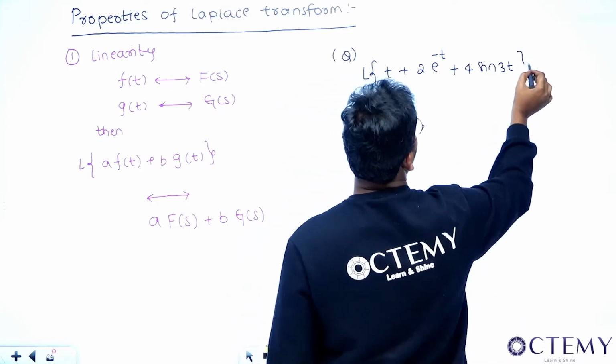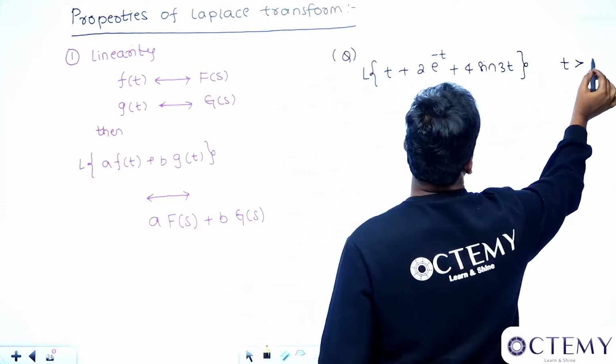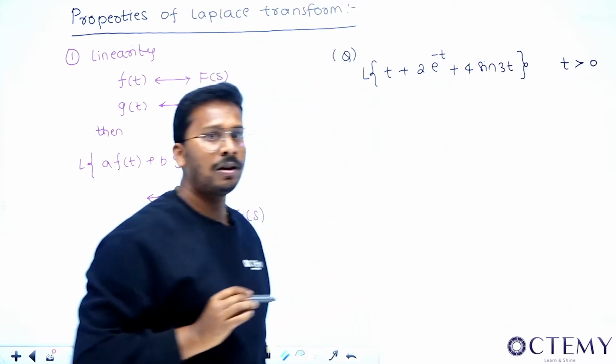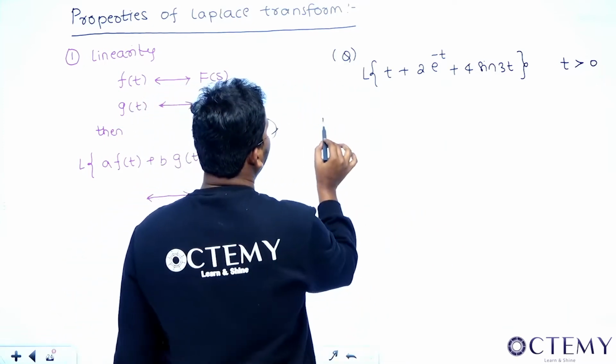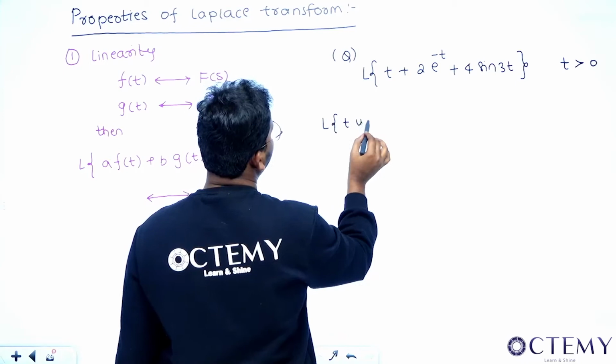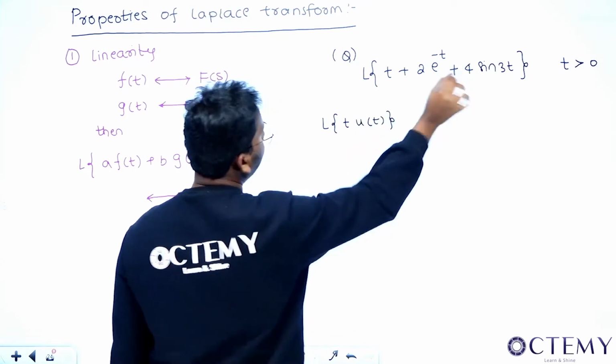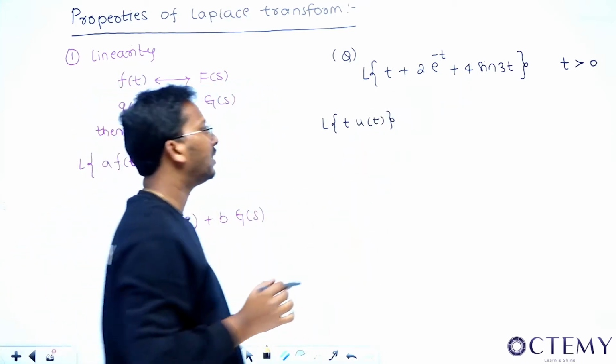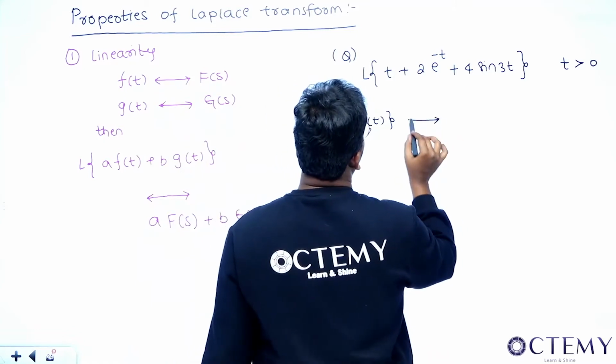Or sometimes it is given like this and we say simply t greater than or equal to 0. That means u(t) is already included. Now we know that the Laplace transform of t u(t) is how much, sir? u(t) is not given, but t greater than 0 is given, which means u(t) is given, sir. This will be what, sir? It will be 1 by s square.